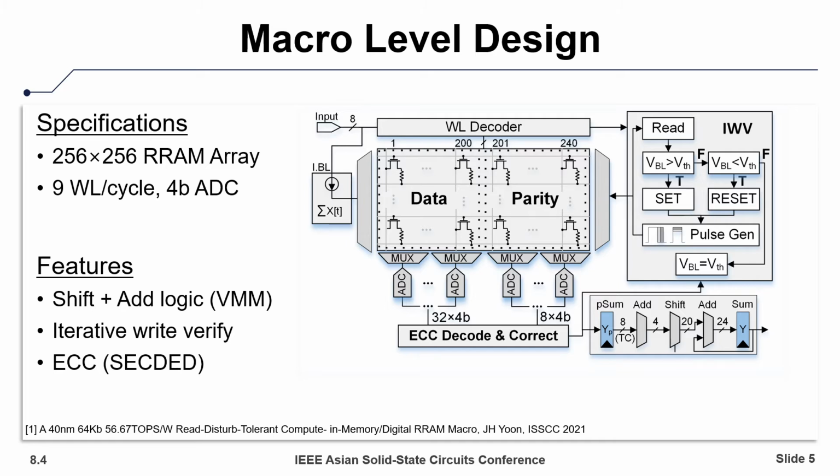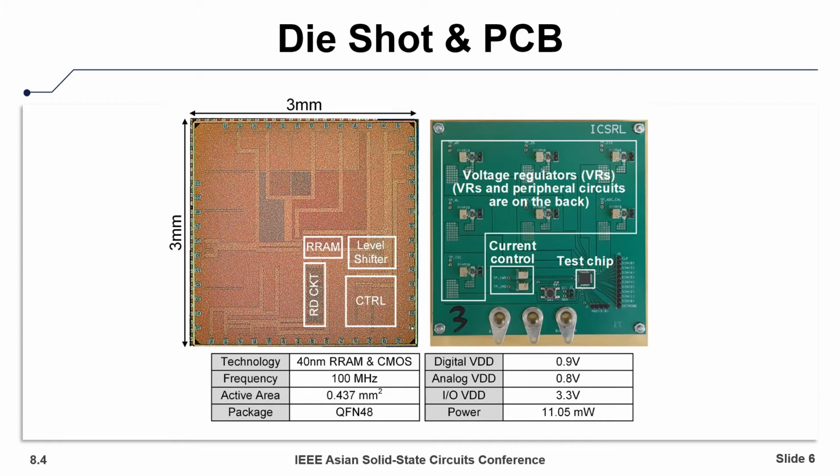Lastly, we have ECC, which is the basis of this work. This takes the digital outputs from the ADCs and detects and corrects errors. We will provide a detailed explanation of this implementation after the next few slides. Here is a micrograph of the test chip and a picture of the PCB. The chip is fabricated in TSMC's 40 nanometer RRAM and CMOS process. It achieves up to 100 megahertz clock frequency. It uses standard digital VDD of 0.8 volts and analog VDD of 0.9 volts, and it consumes 11.05 milliwatts of power.